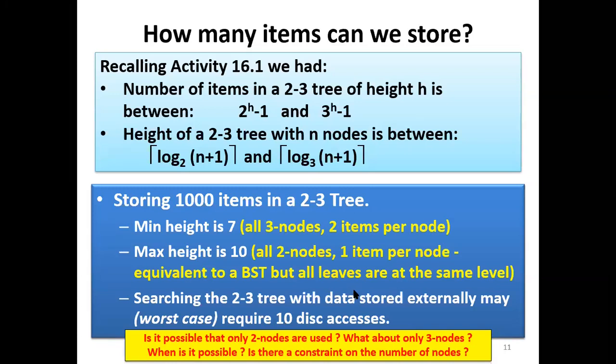Now, is it possible that only 2 nodes are used? What about only 3 nodes? When is it possible? Is there a constraint on the number of nodes? I will put it this way: you also need to remember that in a binary search tree, the nodes are not at the same level. But for a B tree, the nodes must be on the same level. So there's a constraint on the B tree.